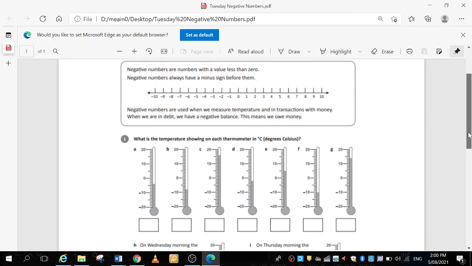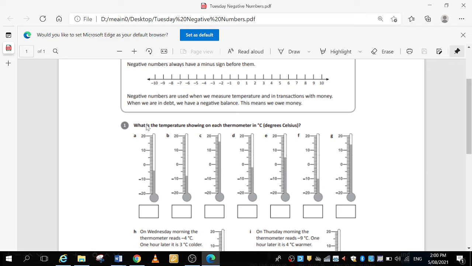so we're going to look at the thermometers down here, and you're just going to look at the temperature on each thermometer, and you're going to tell me what it is. Now, obviously, if we're looking at 0 across the board here, anything that is above 0 is a positive number. Anything below 0 is a negative number. So it will need to have that minus in front of it.